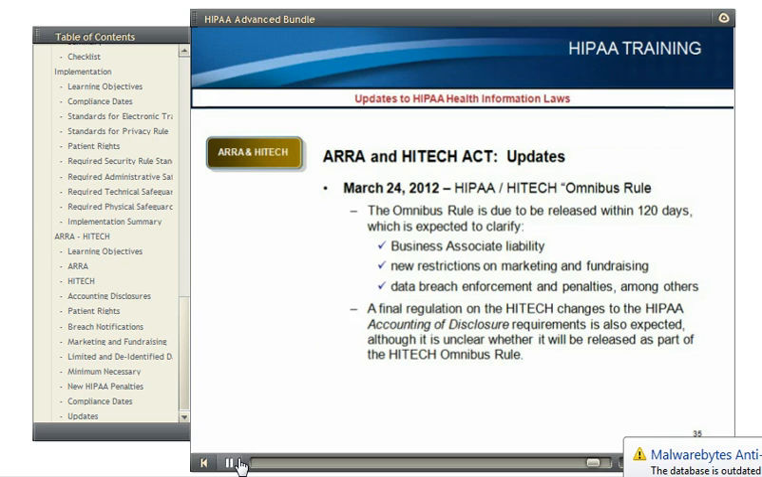A final regulation on the high-tech changes to the HIPAA accounting of disclosure requirements is also expected, although it is unclear whether it will be released as part of the high-tech Omnibus Rule.